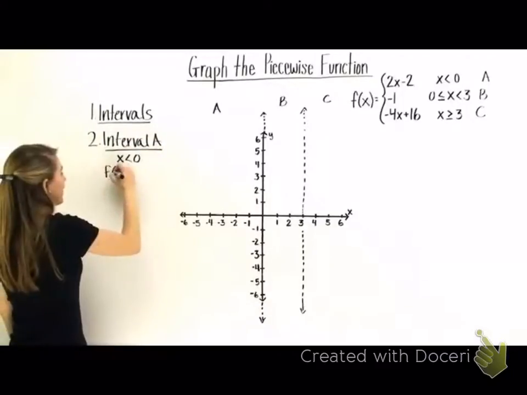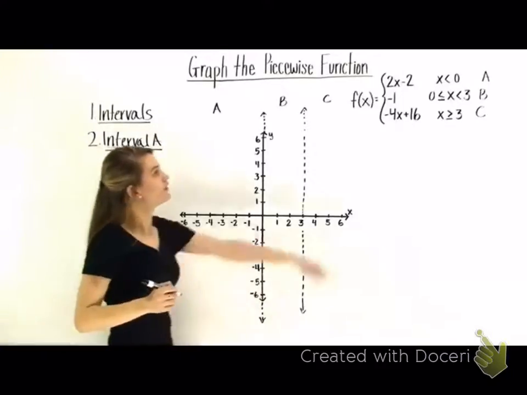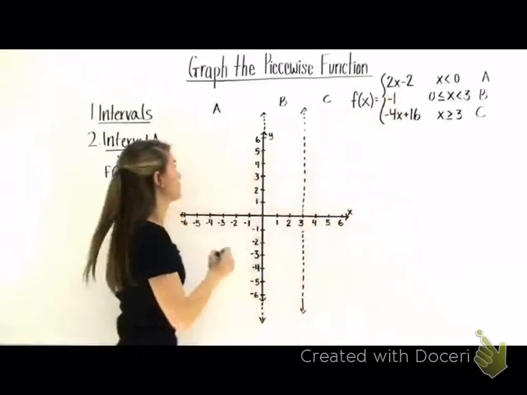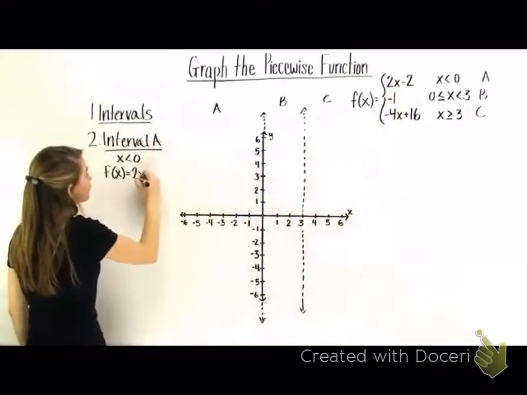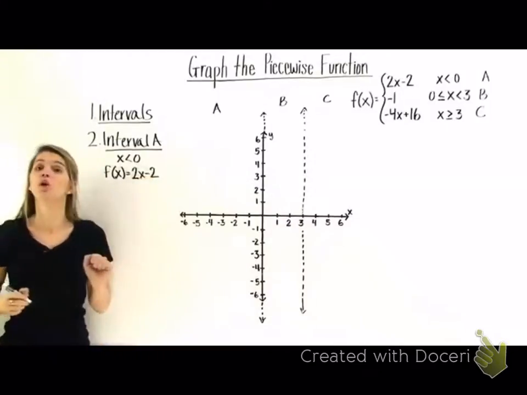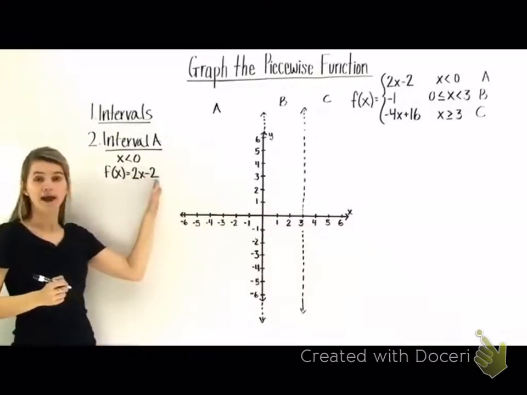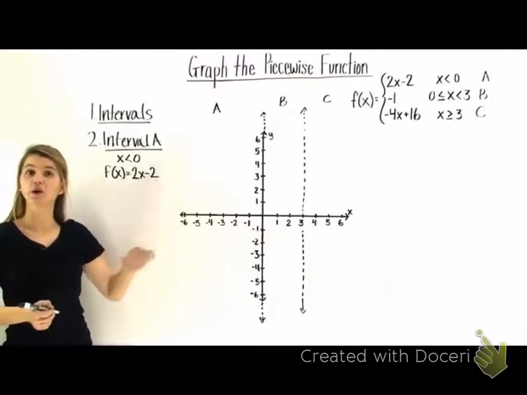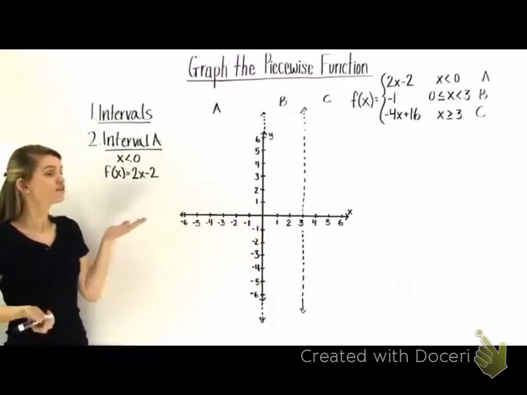The function f of x is equal to 2x minus 2. Here, we're just trying to graph a linear function. To graph this linear function, we could use the slope and the y-intercept, and we could graph it that way. Or we could pick points. Let's go ahead and pick points.